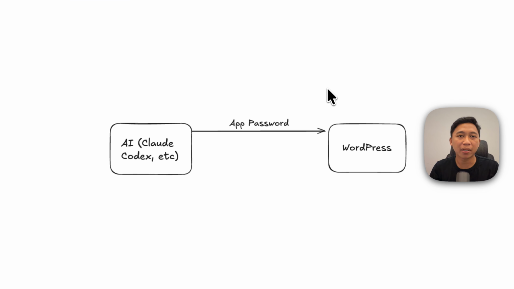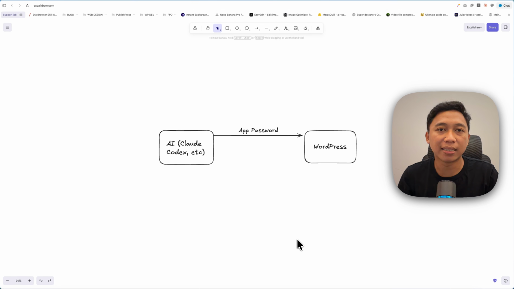The first one is app password. So we give the AI a user as an administrator on our website. But the issue with app password is it is too strict. We cannot edit files directly or even edit the database directly.